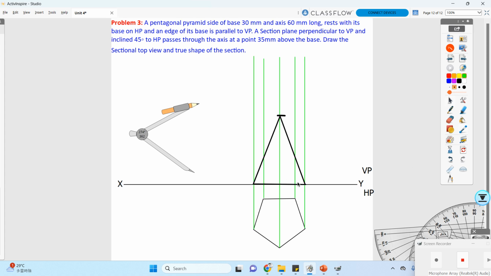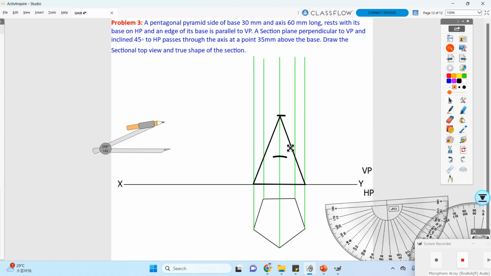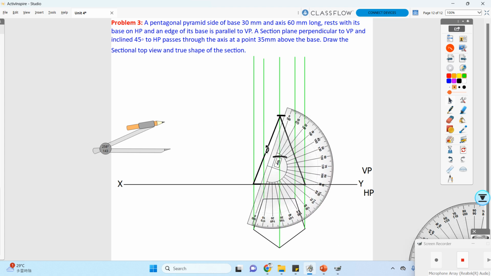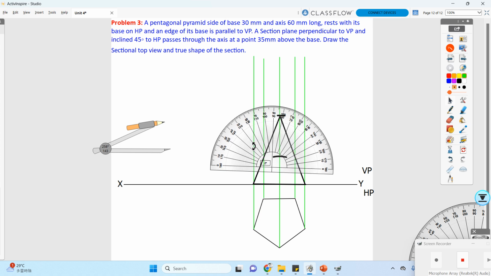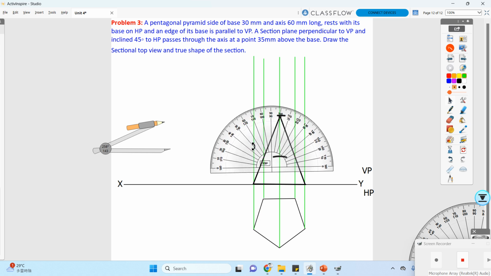So in this cone they are telling that a sectional plane perpendicular to VP and inclined at 45 degrees to HP passes through the axis at a point of 35. So over here the length we have considered as 60. So we are going to consider a 35 over here. Okay, cut an arc, then take your protractor.